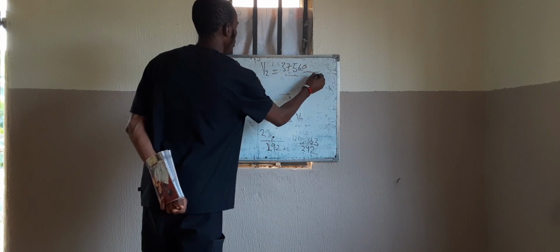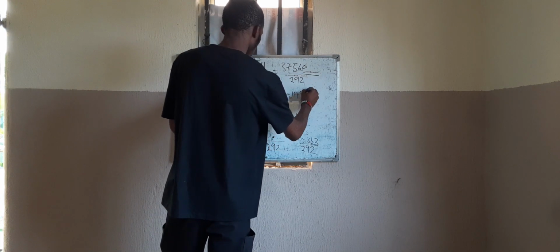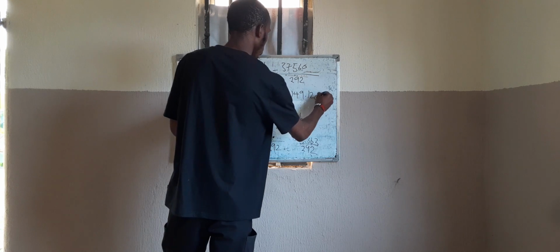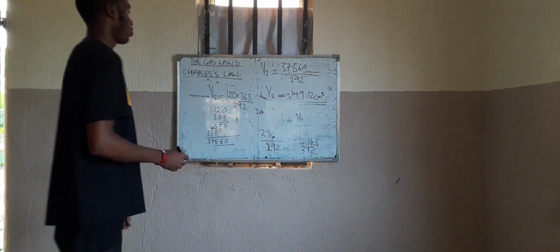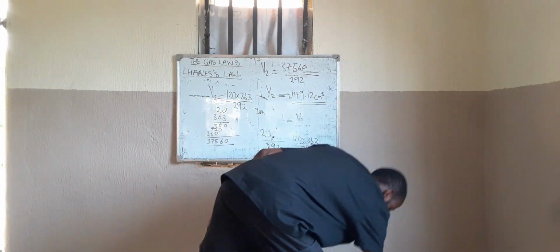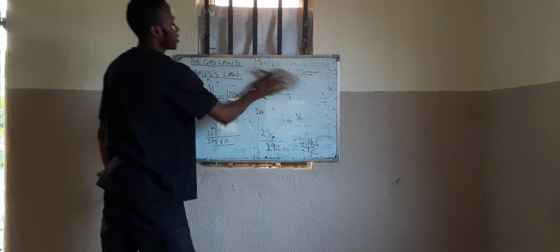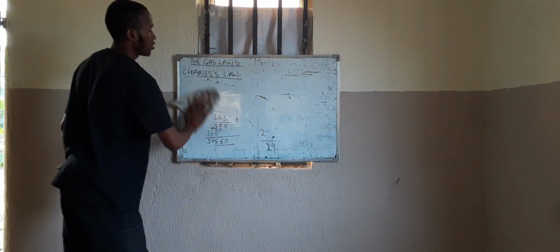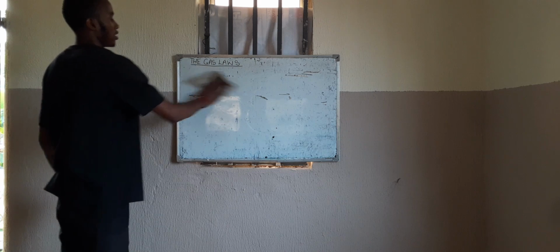So V2 is equal to 37560 over 292. So V2 is equal to 149.12 cm cubed. So from the question you can see as the temperature increased, the volume increased also. That's all about Charles' law.